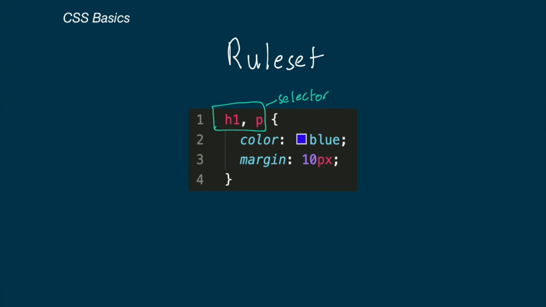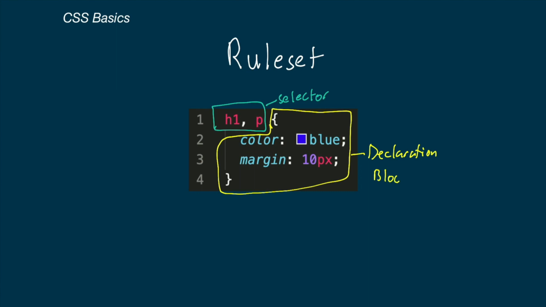Then inside the curly braces is the declaration block. And this is simply a collection of these declarations that we have already seen. It's worth noting that the last declaration technically does not need a semicolon, but it's always advised to include it.